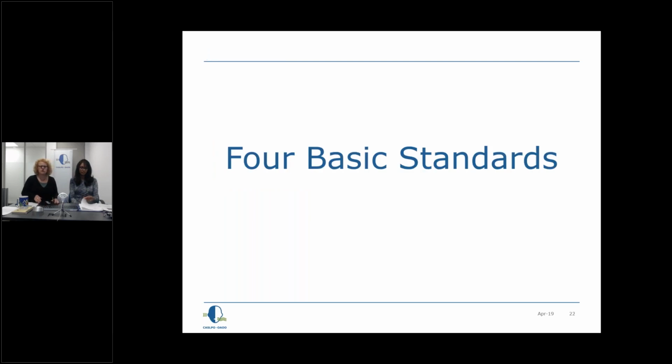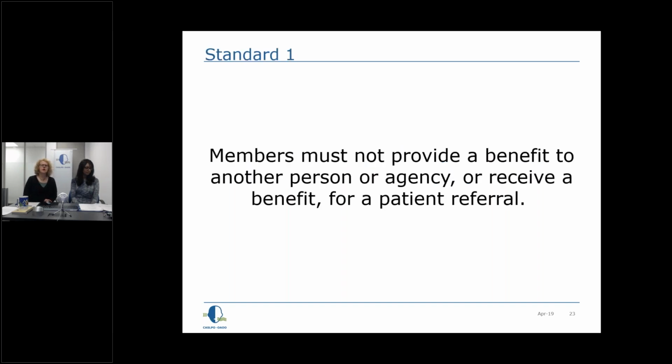So let's move on to cover the 4 standards that encapsulate guidance for you in terms of a conflict of interest situation. So standard number 1 states, members must not provide a benefit to another person or agency or receive a benefit for a patient referral. This is common across all healthcare professionals, that basically you cannot pay for a referral or receive payment for providing a referral.